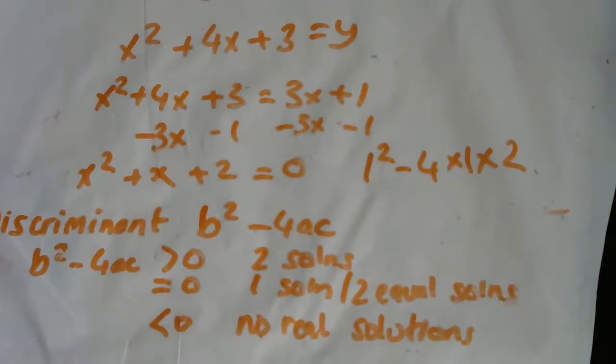But if there's no solution to the simultaneous equations, then there isn't an intersection between the two curves. And that's that.